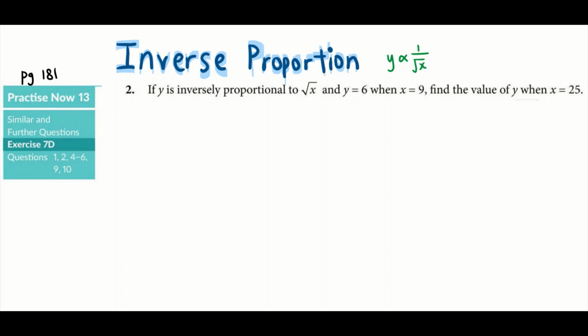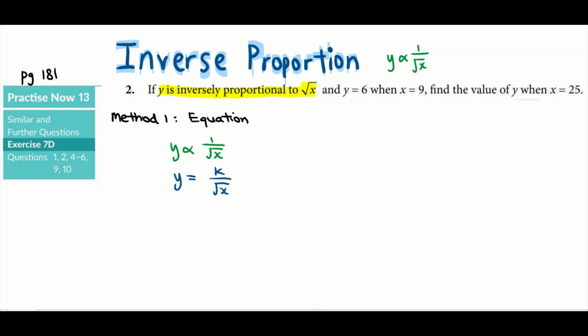In this video, I will show you two methods to solve for inverse proportion. Let's start with the first method. Method 1 is the equation method, where I'll quickly write down my equation according to the hint. The hint is y is inversely proportional to root x. So it means that y is proportional to 1 over root x.